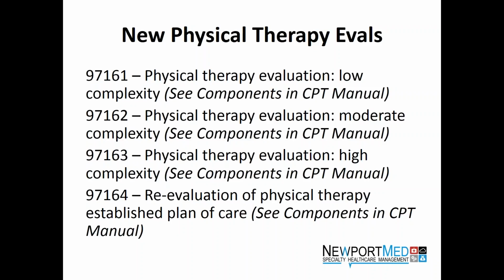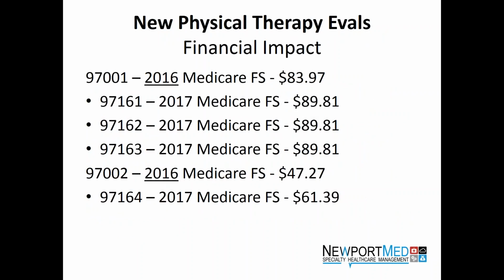We also have CPT code 97164, which is a re-evaluation, and that replaces 97002. This re-evaluation does not have any sort of levels of service. It's a simple re-evaluation code, meaning anytime you're re-evaluating an established patient or an established plan of care, this code applies. Unlike the 3 new codes for the new patient where you're initially establishing that plan of care, this one is a one-size-fits-all.